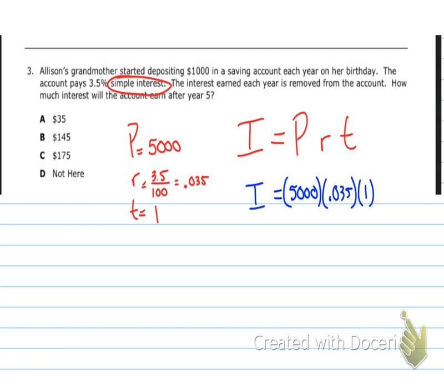Now, that is what I is equal to, my interest. In this case, the question asks, how much interest will the account earn? So am I actually done? Did I answer the question? Yes, I did. I know how much interest the account earns after year 5. It earned $175.